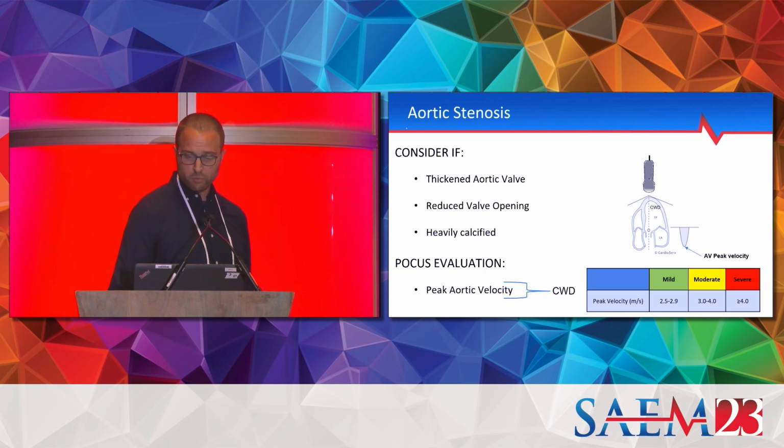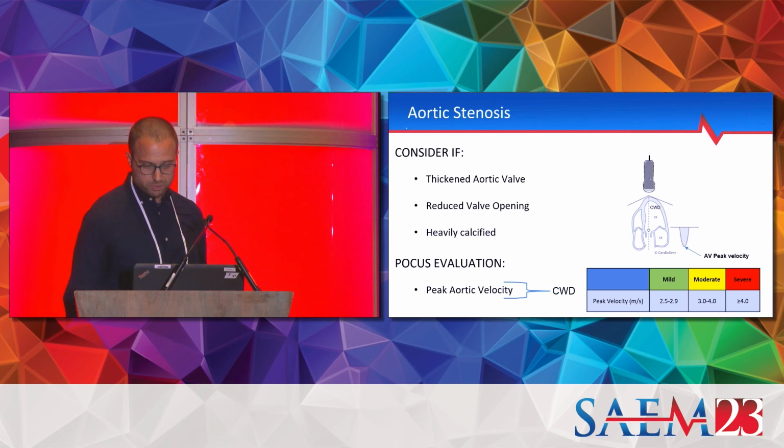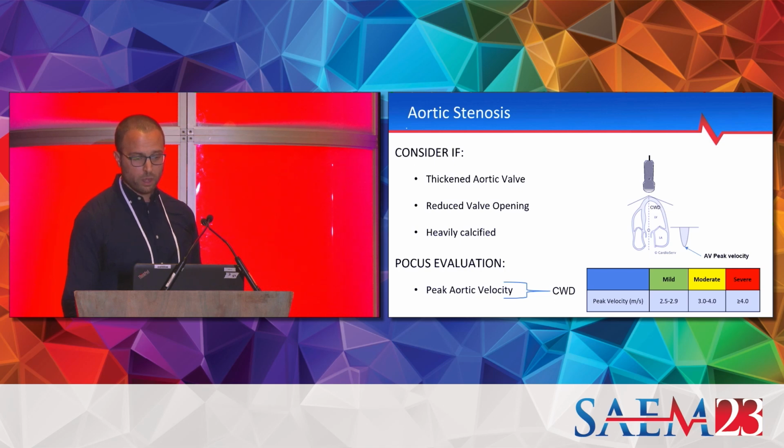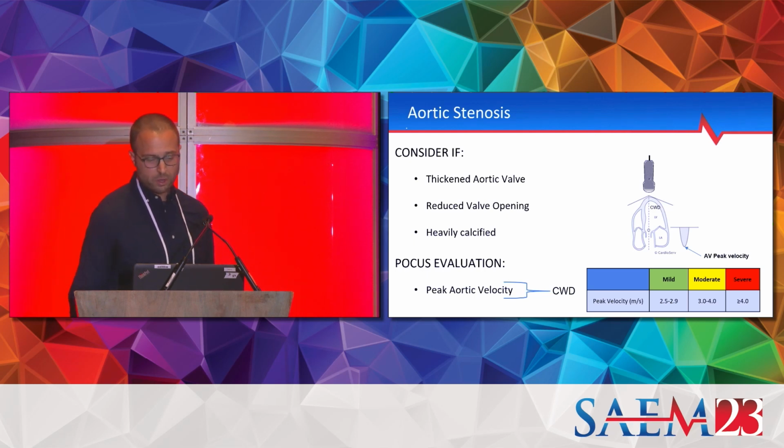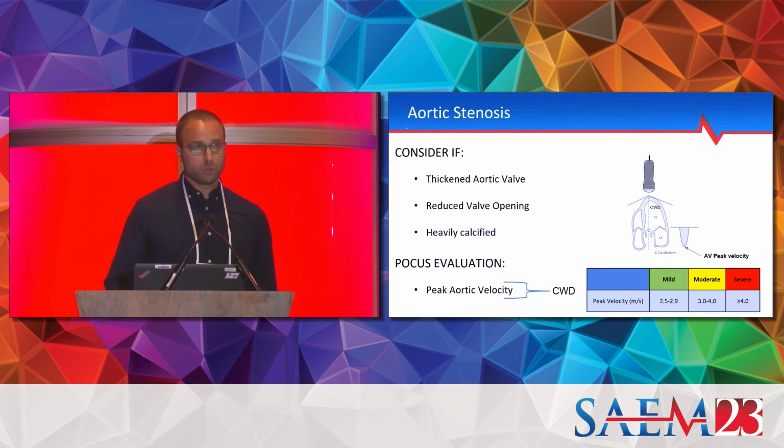You're going to switch over to your spectral display, and then you want to look at, again, because flow is being ejected across the aortic valve, away from the probe, the waveform is going to appear below the axis, and you want to measure the peak velocity. And so the greater the peak velocity, the greater the severity of stenosis. And this kind of makes sense.